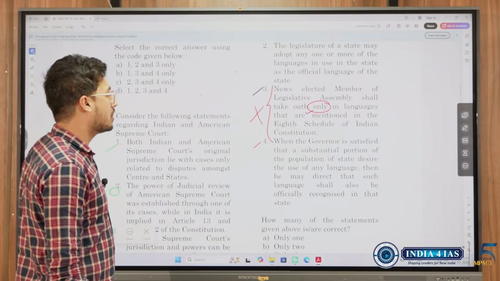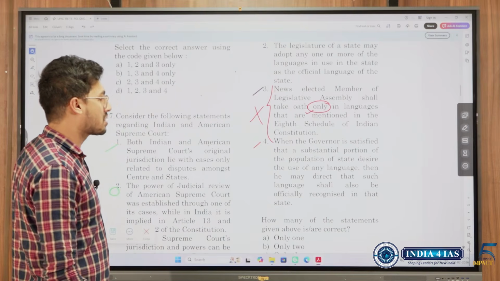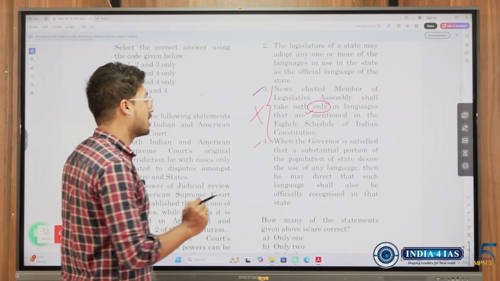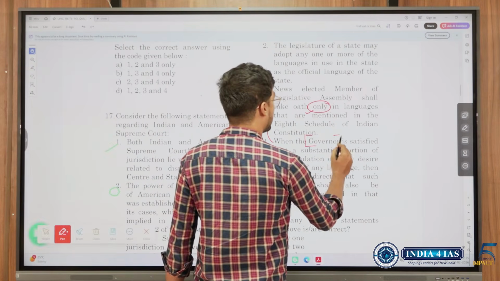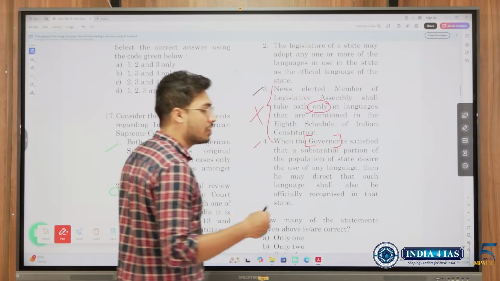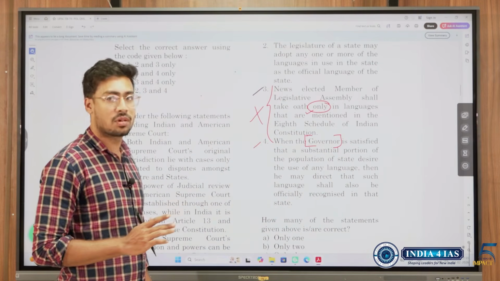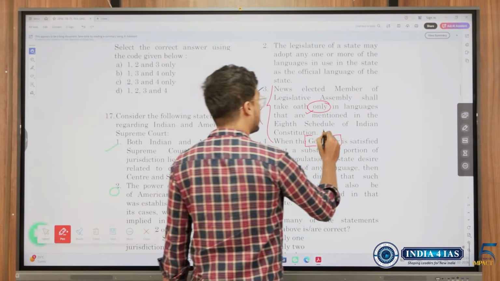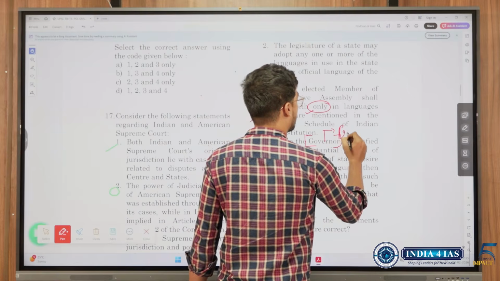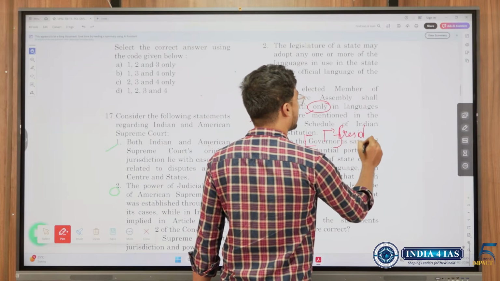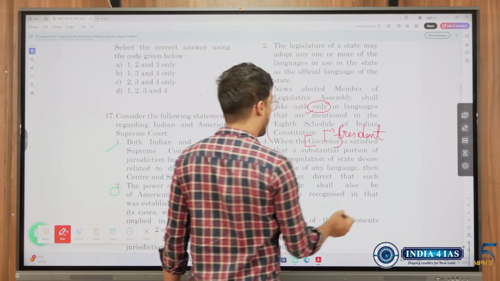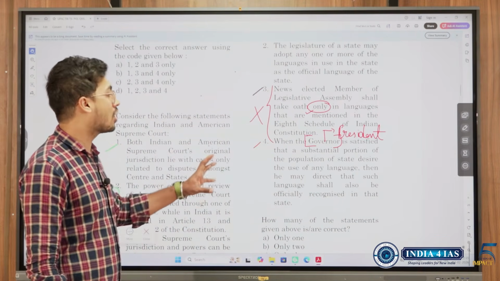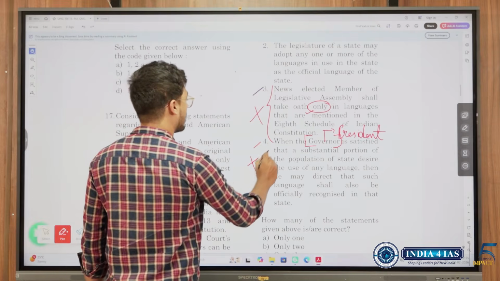When the governor is satisfied that a substantial portion of the population of the state desires it, then he shall consider it to be an officially recognized language in the state. I had told in previous sessions that UPSC, or even this test series, will make a word play between governor and president. It is the president, not the governor. Officially recognizing a language to be used in a particular state is done by the president and not the governor. So this is wrong.